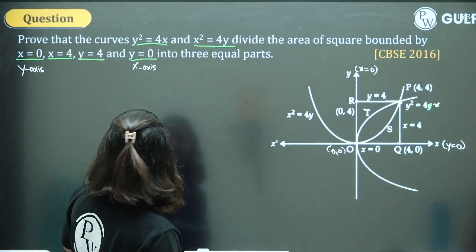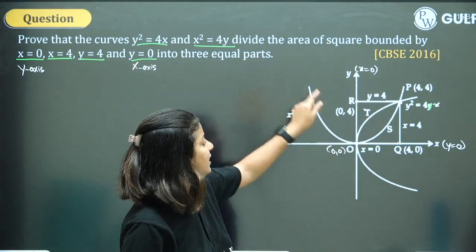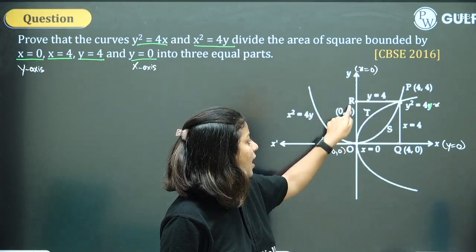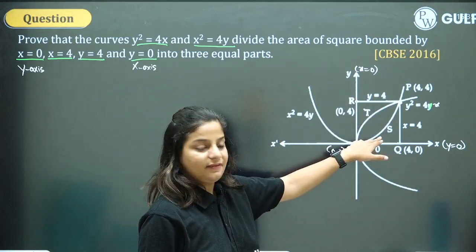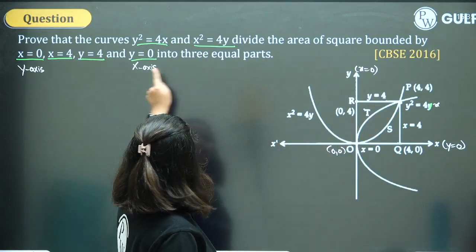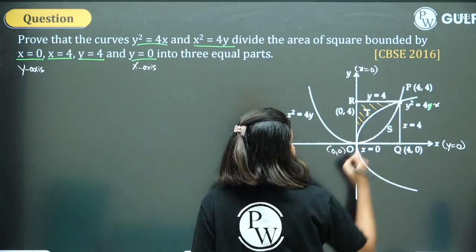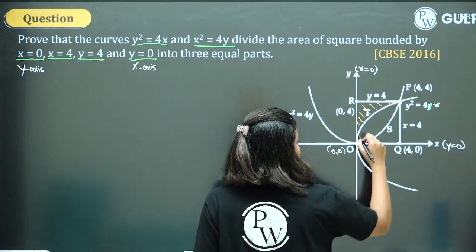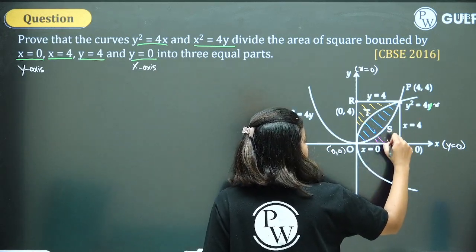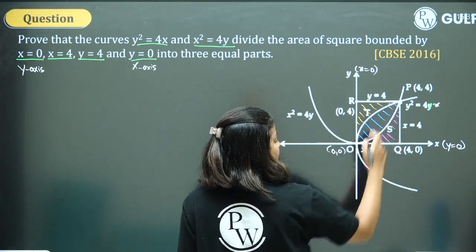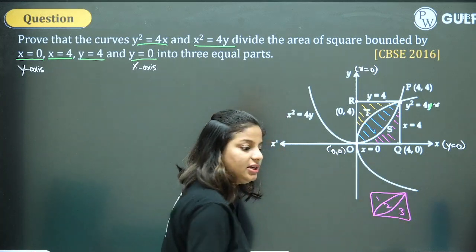आगे पढ़ते हैं. Let's read the question. Prove that these two curves divide the area of square ORPQ. It's a square, right? This square is divided by the curves into 3 equal parts. अच्छा, they are saying that this area is equal to this area, and it's equal to this area. That means these two curves are dividing the square into 3 parts. 1 2 3, all 3 are equal.